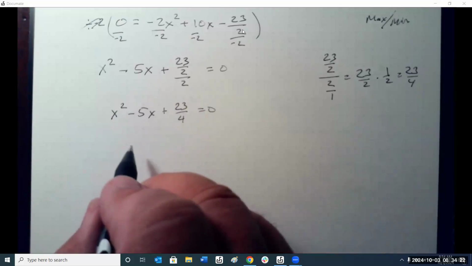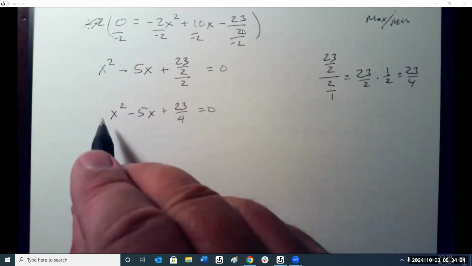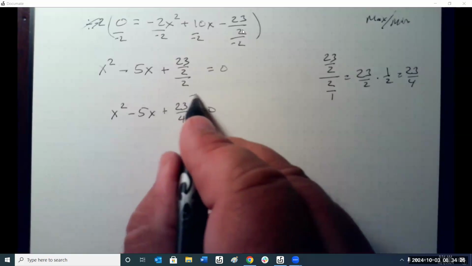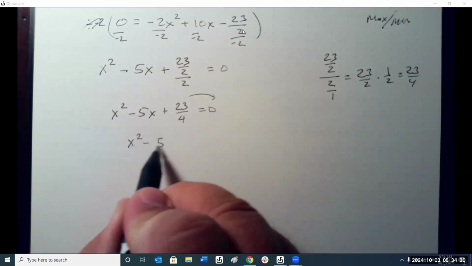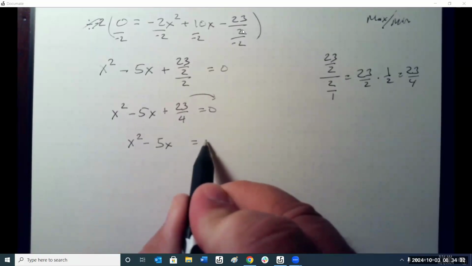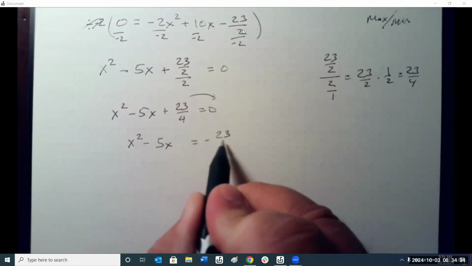Right? Now we have a leading coefficient of 1. So move the constant term to the other side. Negative 23 over 4.